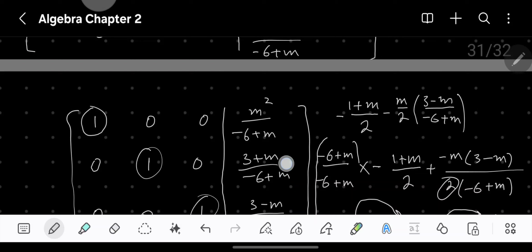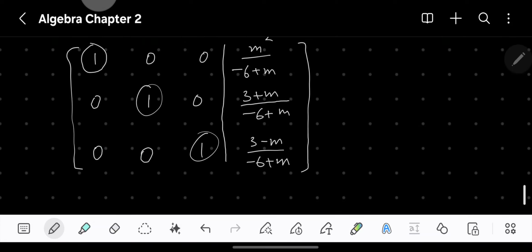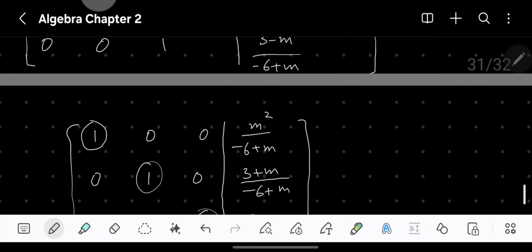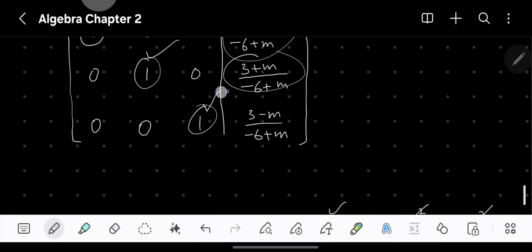So after little calculations, I get this value. Okay? Now come back. Now you can check that the value of x is this one, the value of y is this one, the value of z is this one. So I got the unique solution.